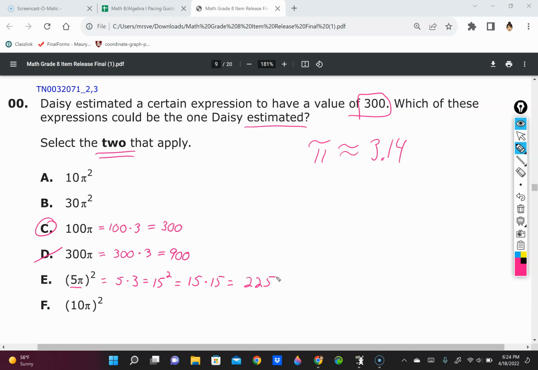Not really close to 300. Here, I've got 10 times 3, and I'm just using 3 for pi. And then that gives me 30, but then I have to do 30 squared. 30 times 30 gives me 900.